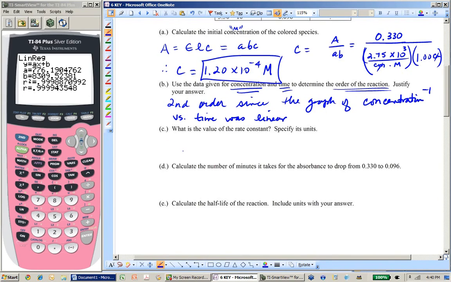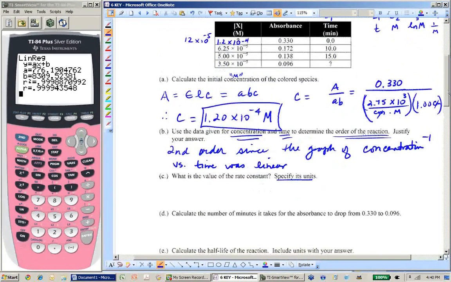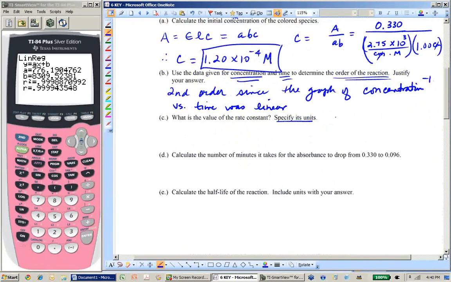What is the value of the rate constant? Specify its units. We just said this is second order overall. So 2 fingers up for second order overall. So 1 molarity in the denominator, drop a finger, and the time is minutes. So I know that the units for K are going to be molarity to the -1, minutes to the -1. But let's get its value by looking over here on this handy dandy calculator. The K value is equal to the slope, absolute value of it, which is 776.